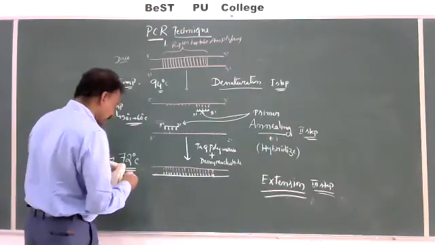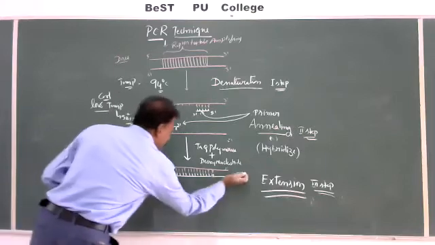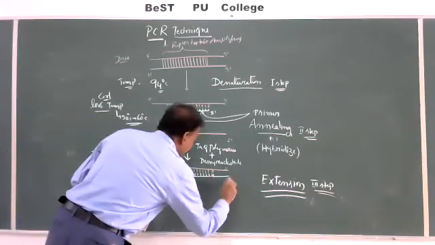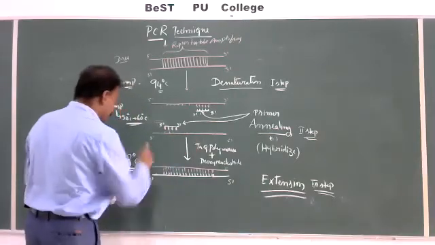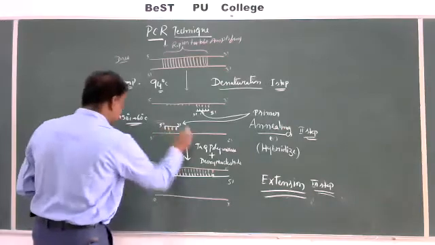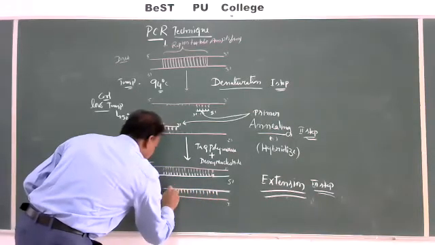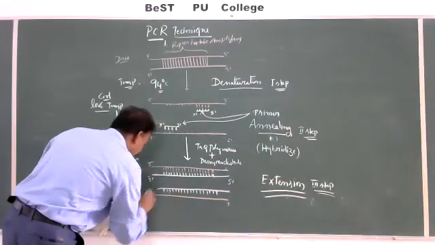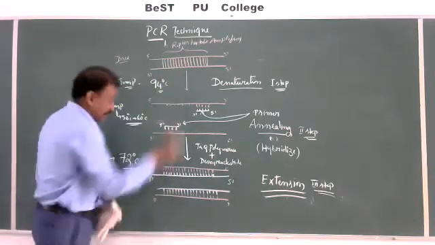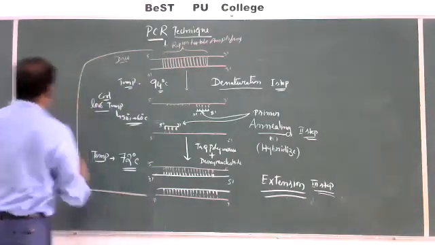Again here, this strand which is having 3' to 5', the extended structures move, it produces from a single DNA 2 DNA molecules, and this is called one cycle.